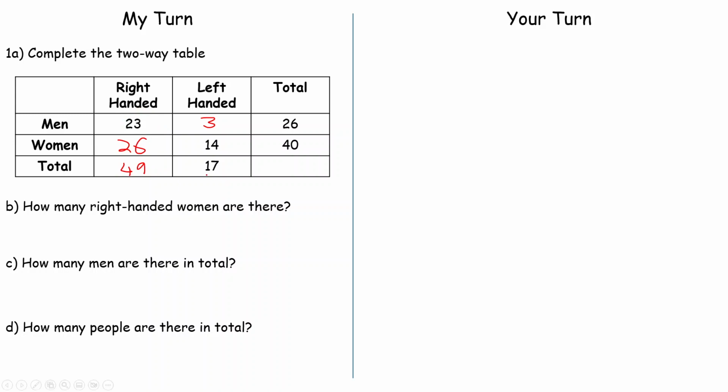Now 49 add 17 is going to give you 66, and hopefully if we look at this one, 26 and 40 also gives you 66. So perfect. There we go.